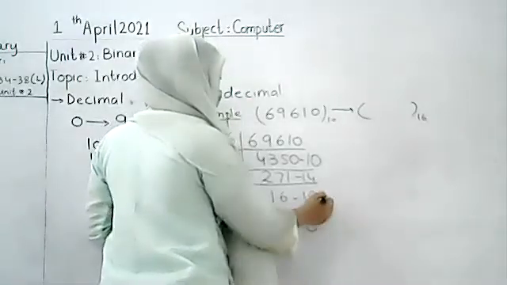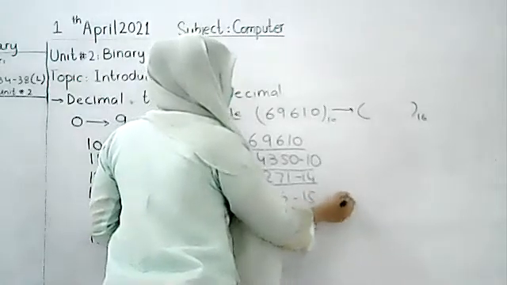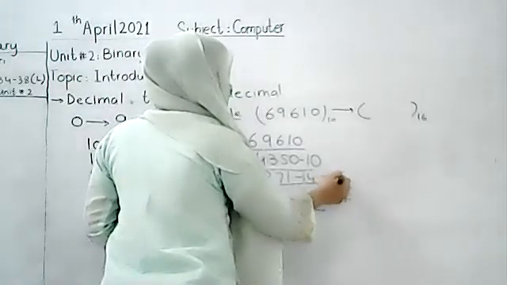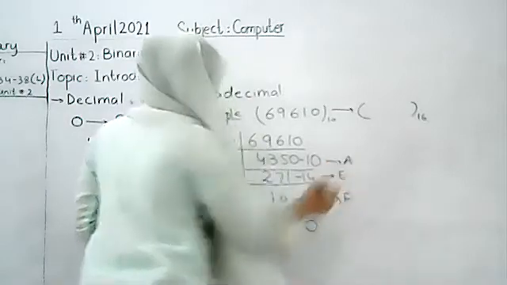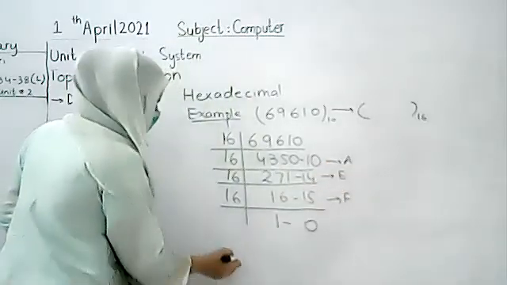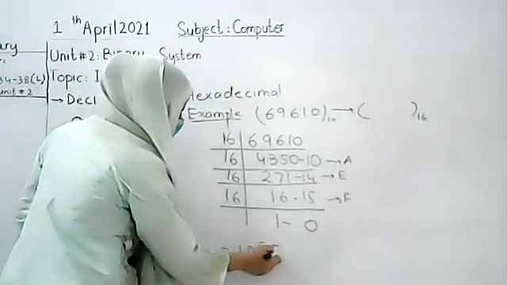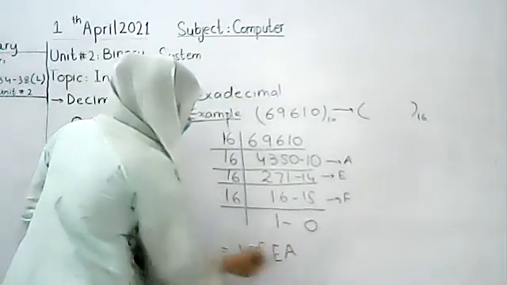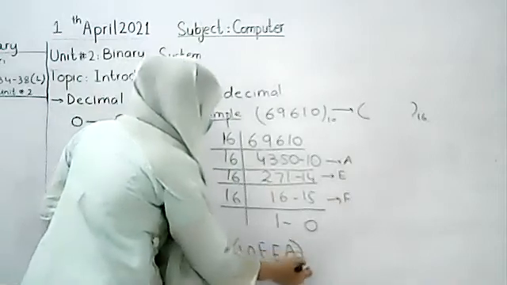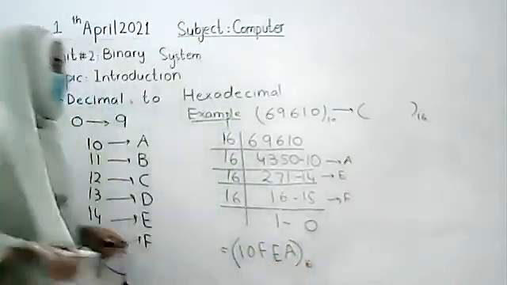Why FEA? Because 15 is F, 14 is E, and 10 is A in the hexadecimal. So we will take the answer 10 F E and A, and the base will be 16 now.